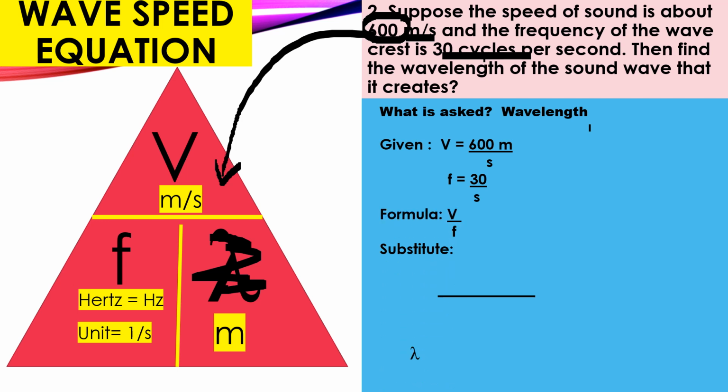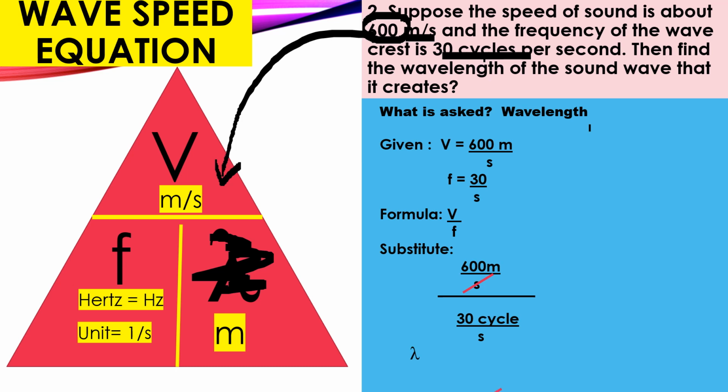So, what will be our formula? The formula, since hinahanap natin ay si wavelength, okay, so let's cover this one. So, our formula is velocity over frequency. Let's substitute. Our velocity is 600 meter per second. Our frequency is 30 cycles or 30 vibrations per second. So, huwag kayong magulo sa cycles. Pareho lang yung kanina. Okay, so what are we going to do? We have to divide. So, 600 divided by 30.